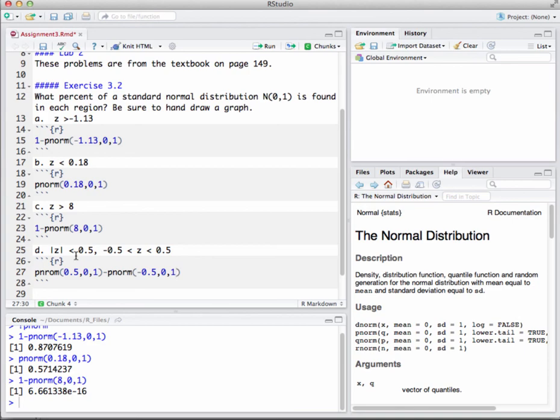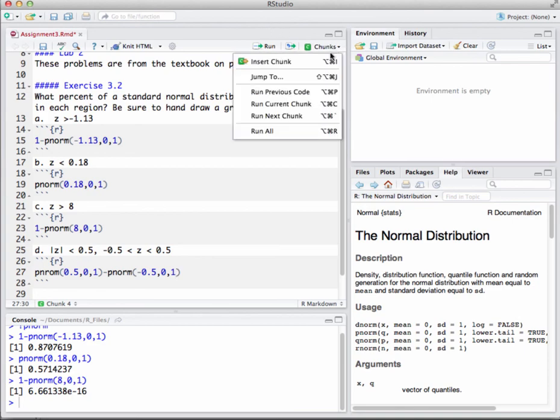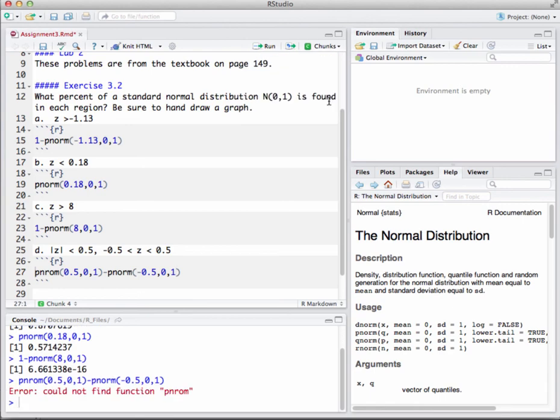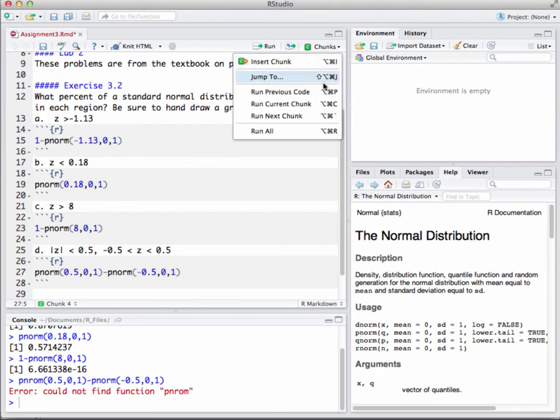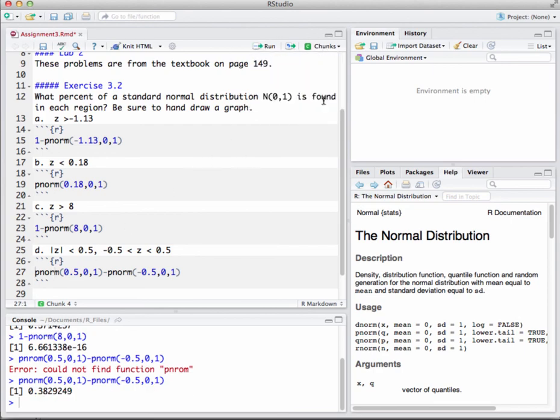Okay, and so again, let's go ahead and execute that R chunk just to make sure that that's looking good. Well, it would if it wasn't doing an error. I'm sure you guys are probably out there going, you dork, you typed it wrong. Okay, let's try that again. There we go. We get about 0.3829 is the area that resides in there.